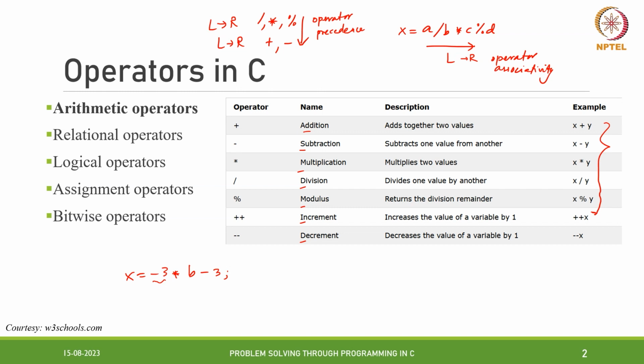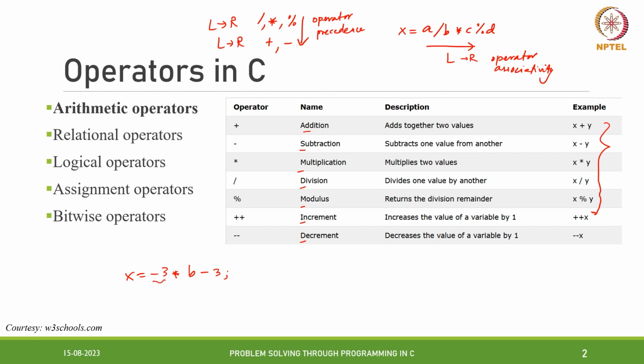Naturally this sign has to have higher precedence than anything else here, because you need to do minus 3 multiplied by b, right? So unary operations actually have higher precedence than even the multiplication and division operations, because that changes the sign of the integer. So you need to have higher precedence there.